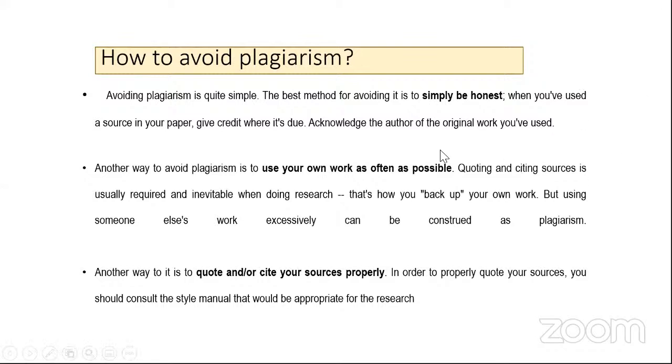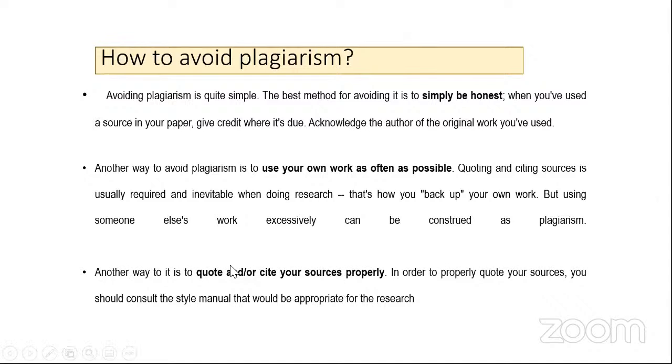Simple strategy: just be honest. Give due credit to the authors or whosever work you have used. Just acknowledge them. That's a simple way of avoiding plagiarism. Another way is to use your own work as much as possible. Quoting and citing sources is usually required and inevitable when doing research. That's how you back up your own work, right? So basically, be honest, acknowledge, quote, cite others' work, and use your own words and sentences as much as possible. You'll see that the plagiarism is almost zero if you do that.